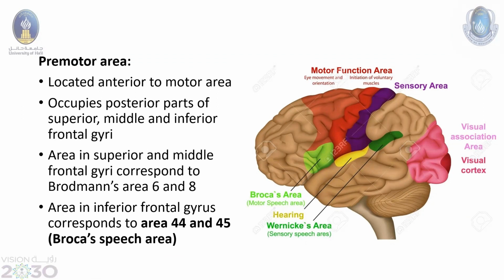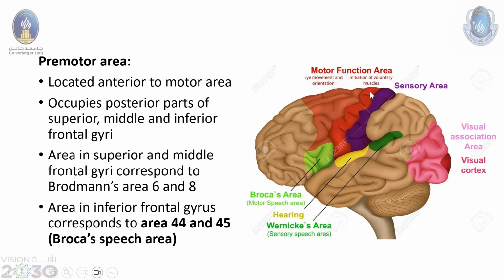Then coming to the premotor area, just like we had the visual area and the association area. The premotor area is called the motor function area. It is larger than the primary area and the Broca's area that we saw. This is the premotor area, in front of the primary motor area, mainly on the frontal lobe, located anterior to the motor area.